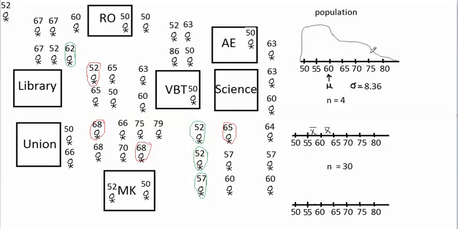Every once in a while, if I kept repeating this study, I might get 4 really short students. I might get 4 really tall students out here, and the sample mean would be very high. But that's not going to happen as often. The extreme samples won't happen as often.